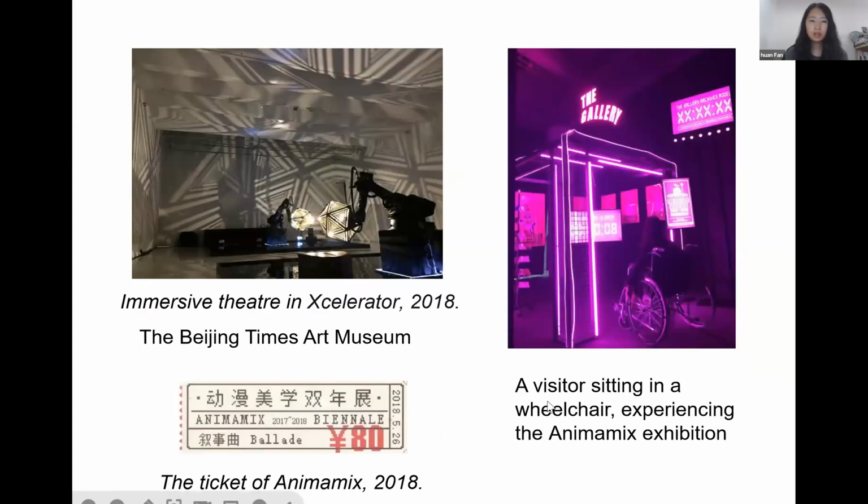The left one is in the Beijing Times Art Museum. It's an immersive theater. The heads of the two machines will do a round circle movement. The right one is in the Shanghai Contemporary Art Museum. It invites the visitor to sit in a wheelchair to experience the shows.